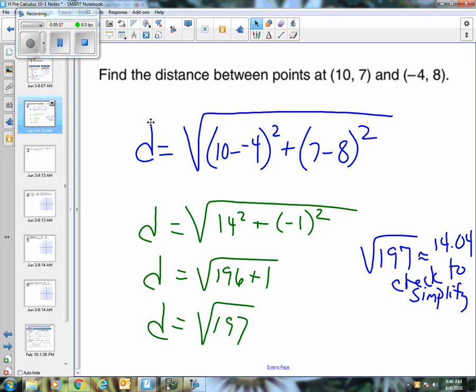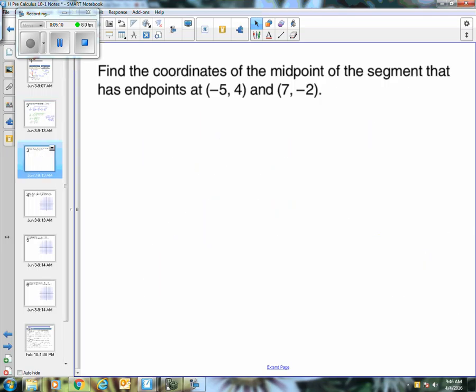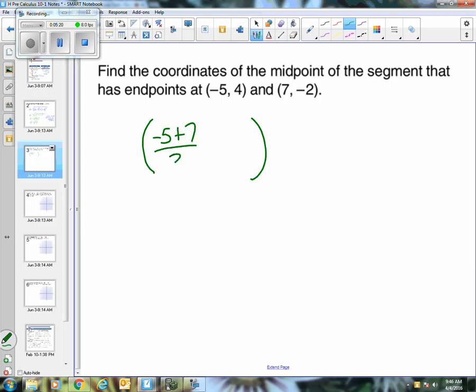All right, so let's take a look at a midpoint just to make sure we can practice a midpoint situation. So find the midpoint of the segment that has endpoints at -5, 4, and 7, -2. So remember, it's the average of the x's, the average of the y's. So to average two numbers, remember you add and divide by 2. So it looks like that would be 1, 1. Take a look at the arithmetic.